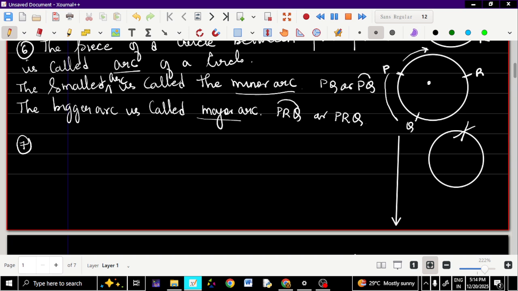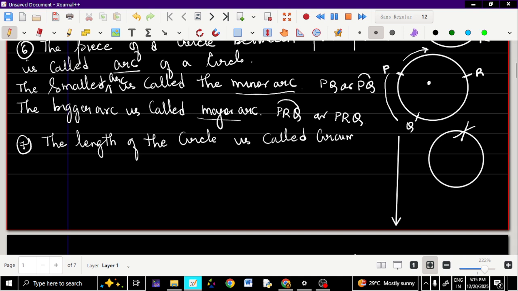So the length of the circle is: you cut it here and you open it up like a line. The length of the circle is called the circumference of the circle. Again, an important term. The length of the circle is called the circumference of the circle. Again, this is a very important term.